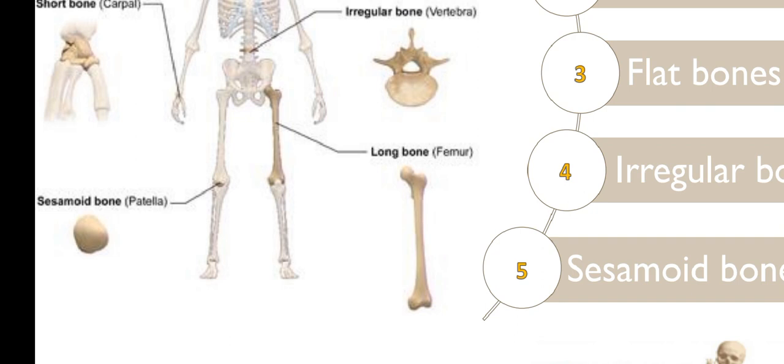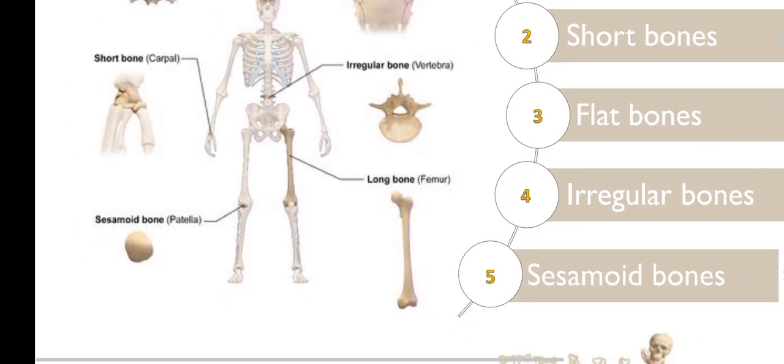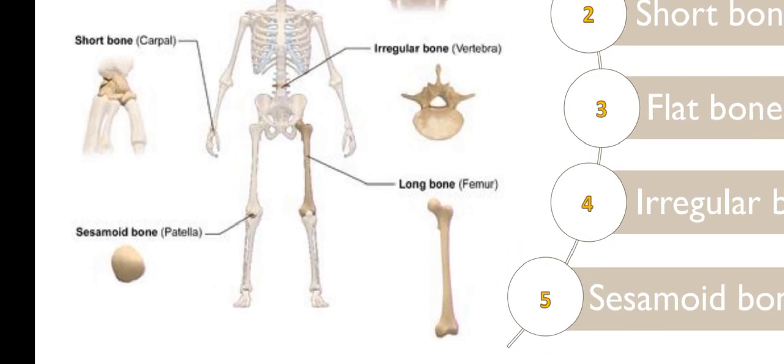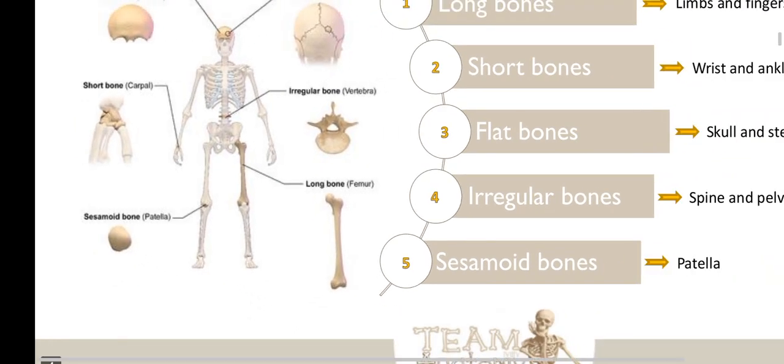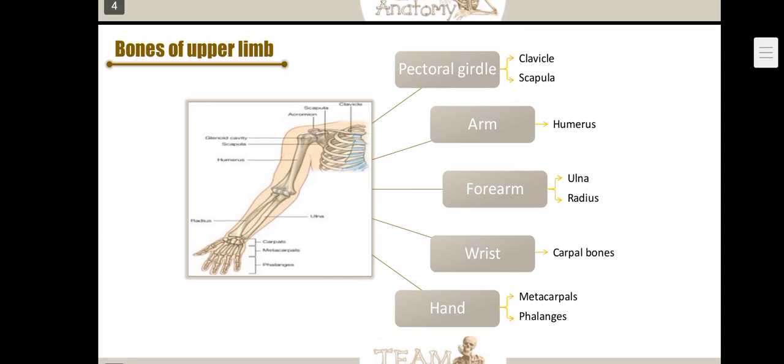The sesamoid bone, the patella bone is a sesamoid bone, okay? The carpal is a short bone, that's your wrist bones, right? The irregularly shaped bones, you have the vertebra, okay? You can't really say which shape a vertebra is. We have the long bones, yeah? You know, that's a humerus and so on, okay?